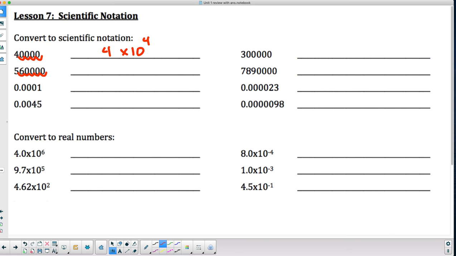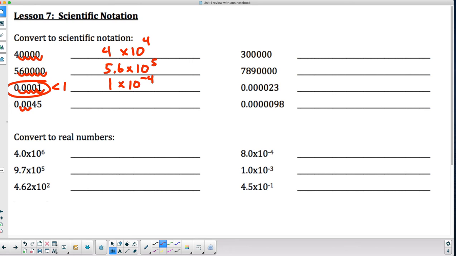So for the second one, I got 1, 2, 3, 4, 5 places times 10 to the 5th, because 560,000, thank you very much, is higher than 1, so it's a positive exponent. Here I'm moving the decimal place 1, 2, 3. Oops, that's it, right? No, 4. I got to go 4 places, because the 1 can't be a 0.1, it must be higher than that. I go 4 places, but because this number right here is less than 1, it's a negative.